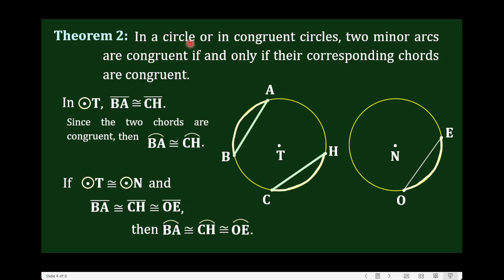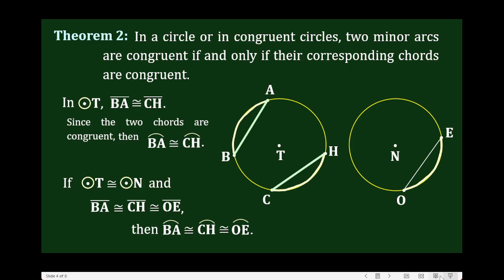Again, we read the statement: in a circle or in congruent circles, two minor arcs are congruent if and only if their corresponding chords are congruent. So that means, if segment BA is congruent to segment OE, therefore, arc BA is congruent to arc OE. Or also, if segment CH of circle T is congruent to segment OE of circle N, therefore, their corresponding arcs are also congruent. So, that is arc CH is congruent to arc OE.